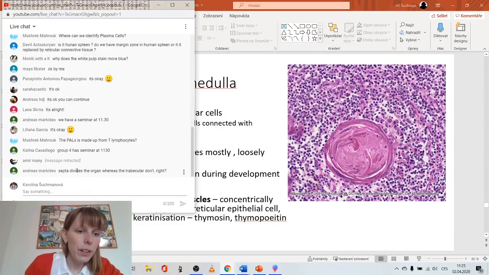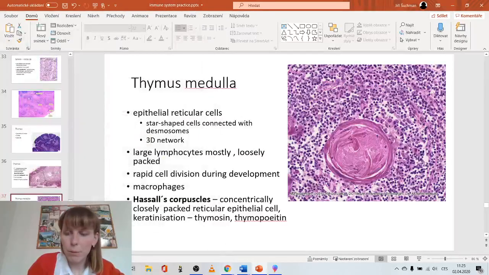Yeah. So going back to the septa versus trabeculae. Yes, the trabeculae are just going into the tissue and bringing the blood vessels, for example, and the septa are dividing the lobes of the organ. Perfect, you understand it perfectly.